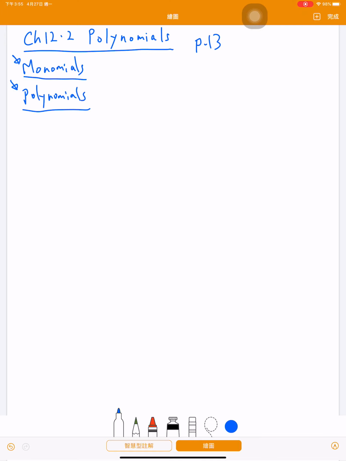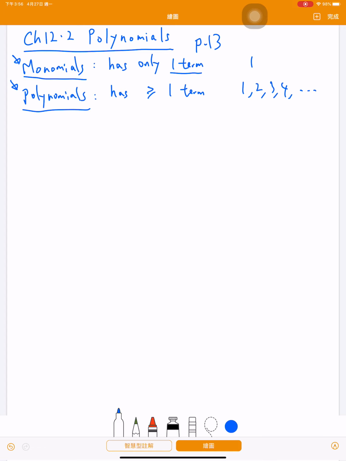So in short, I can conclude in this way: monomials, that means the expression only has one term, okay, one term only. For polynomials, it may have more than or equal to one term. That means it may be one term, two terms, three terms, four terms, etc. Okay, for this one, just only one term. Okay, so but the books have told you that the terms have some condition.